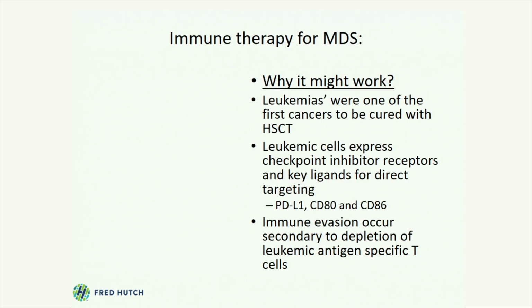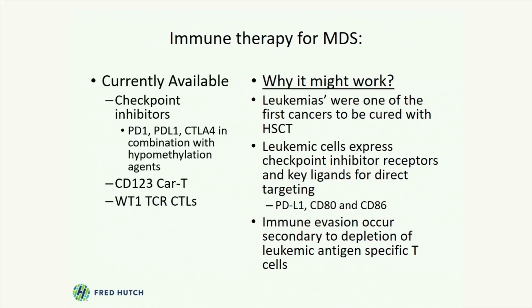So now I want to spend a couple of minutes here reviewing immune therapy for MDS and why it might work. So leukemias were one of the first cancers to be cured by transplant, which is somewhat of an immune-related mechanism, graft versus leukemia effect. Leukemic cells express checkpoint inhibitors. Key ligands include PD-L1, CD80, CD86. Immune evasion occurs secondary to the depletion of leukemic antigen-specific T cells.